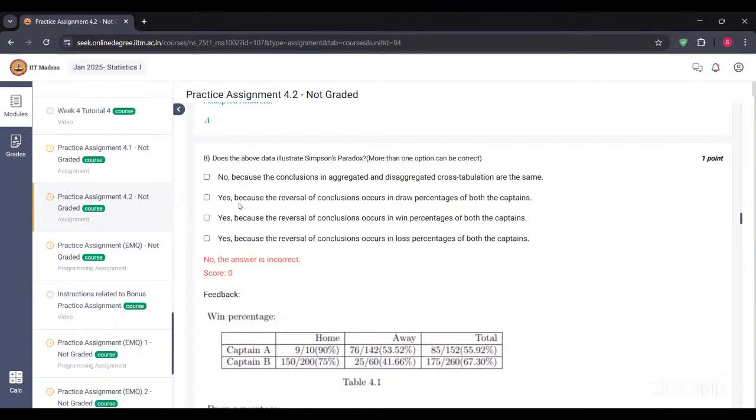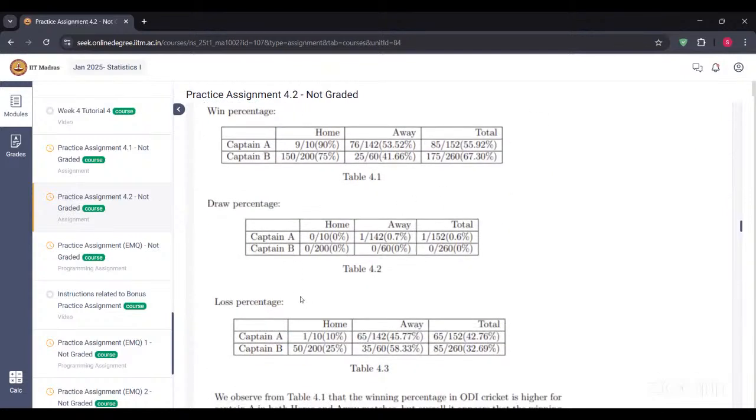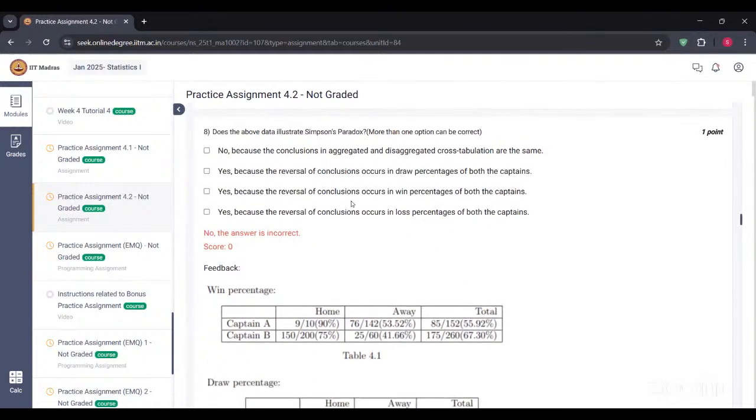Then the second option is yes, because the reversal of conclusion occurs in the draw percentage of both the captains. Here we have draw percentages. In the different groups there are no changes, all the values are the same, and in total also there are no changes. The values are 0, 0.7%, 0%, 0%, 0.6%, 0%, right? So there are no changes in different groups or in the combined form. The reversal of conclusion is not occurring in the draw percentage, so this option is also wrong.